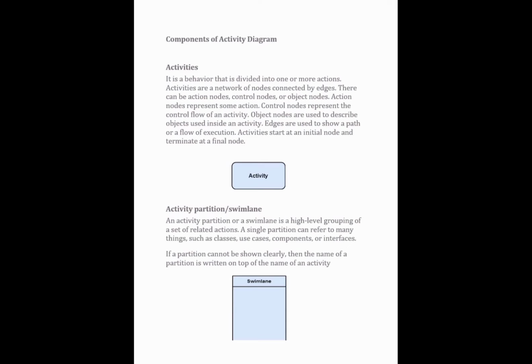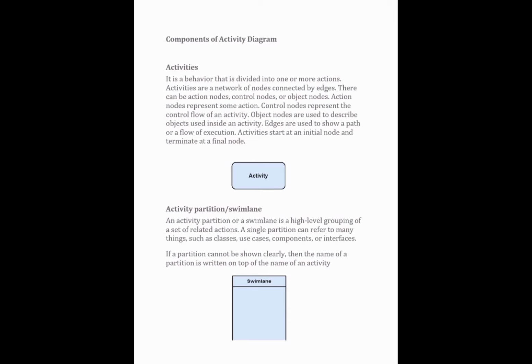They are used in business and process modeling, where their primary use is to depict dynamic aspects of the system. An activity diagram is very similar to a flowchart. So let's understand if the activity diagram and a flowchart are any different. So next we can discuss the components of an activity diagram.